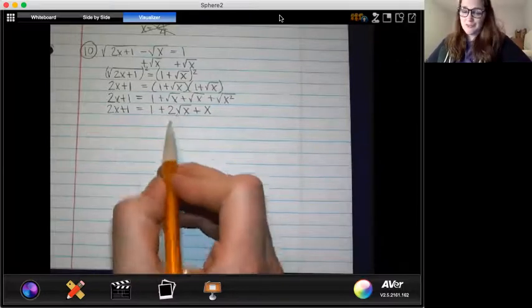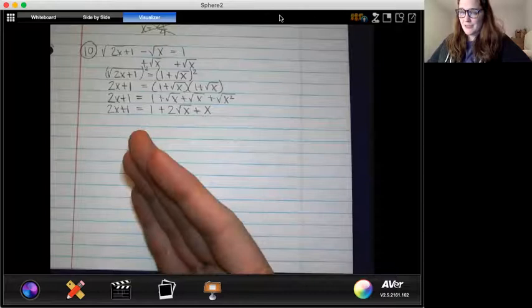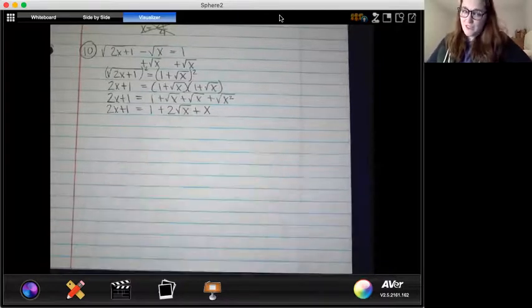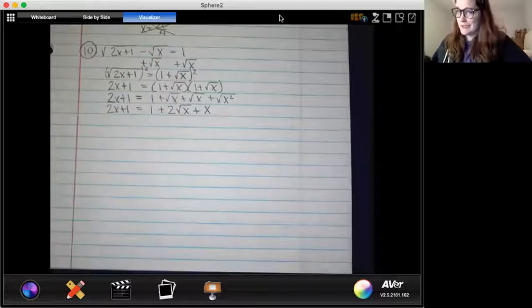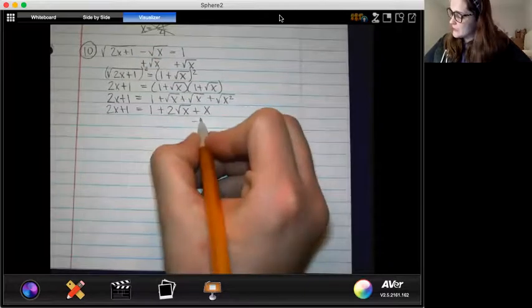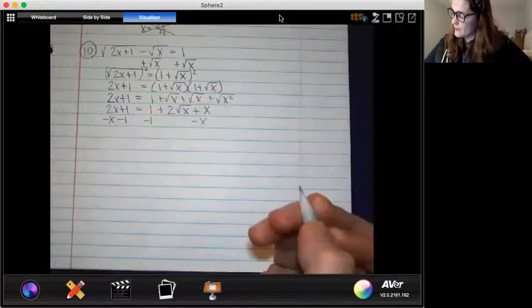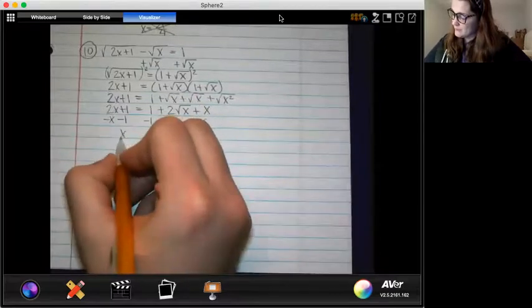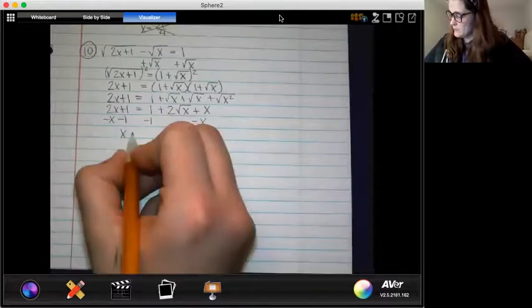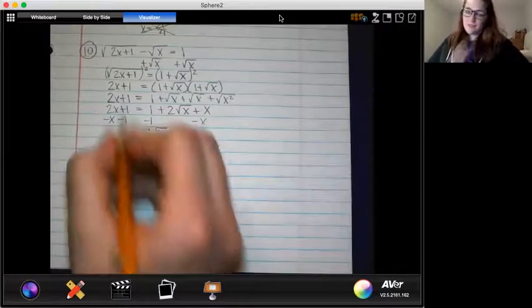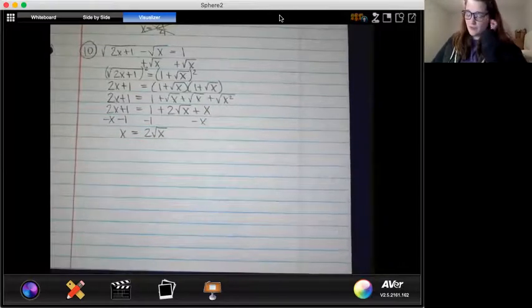So we're going to have to essentially repeat part of the process because there's still a radical. So we need to isolate this radical in order to essentially do this part again. So I'm going to subtract x, subtract 1, and I get x equals 2 square root of x. Okay, the 1's canceled, so that is all we are left with.